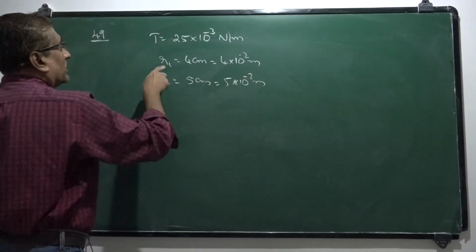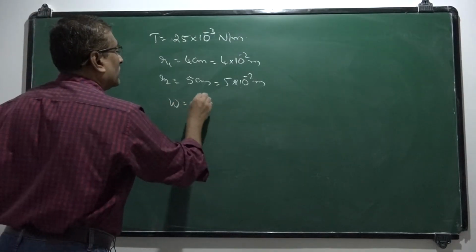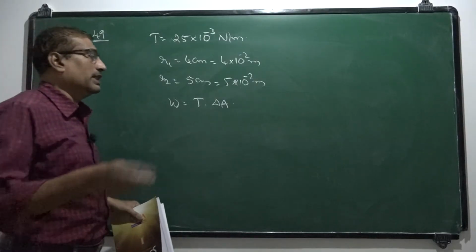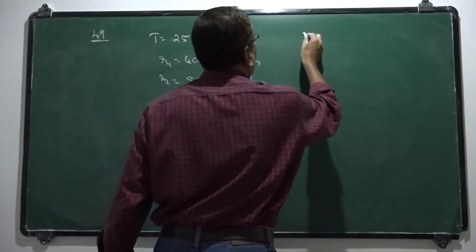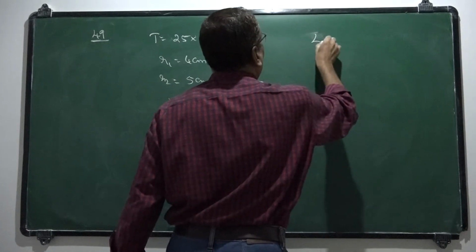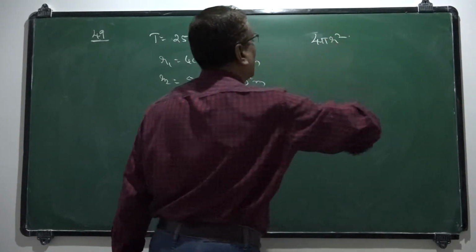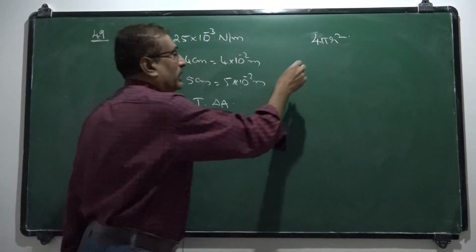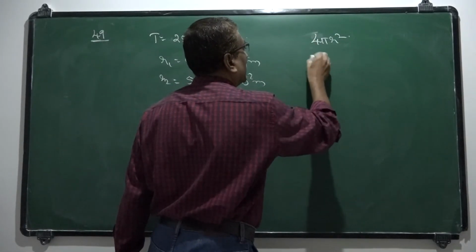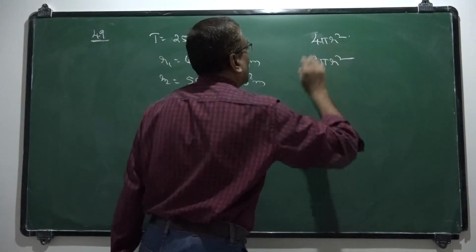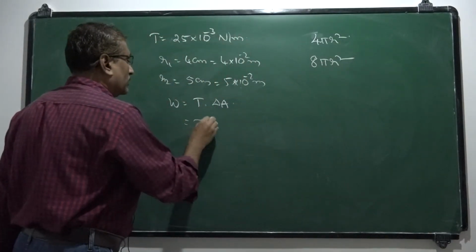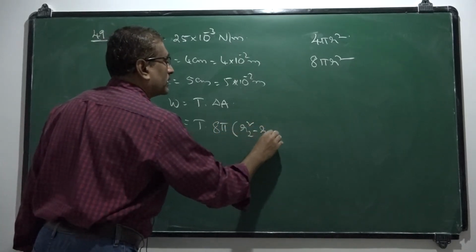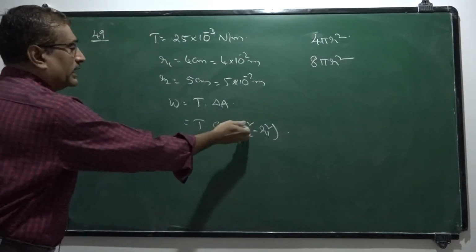Now, the work done is equal to surface tension times the change in surface area. Actually, a soap bubble will have two surfaces. The surface area of a spherical surface is 4 pi r square. So, as a soap bubble has two surfaces, we take the area of the bubble as 8 pi r square. So we can write it as 8 pi into r2 square minus r1 square. This is the increase in surface area.